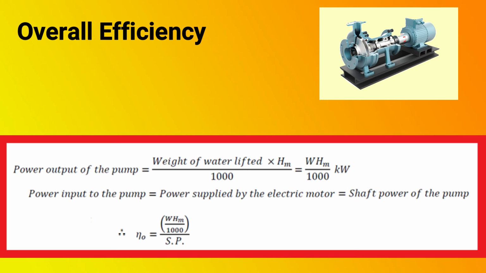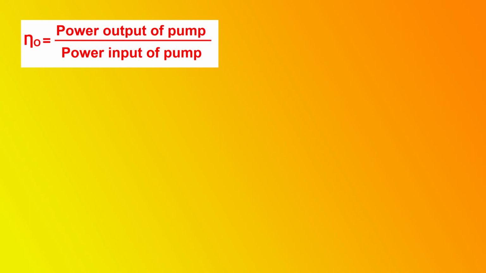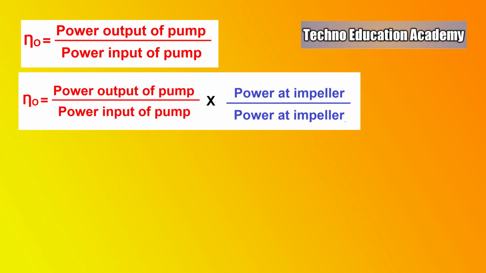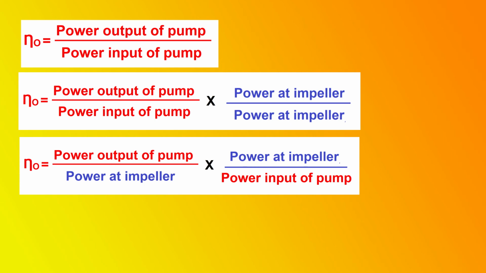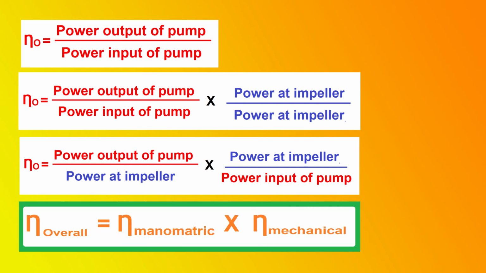To derive the new equation of overall efficiency, here we multiply and divide with power at impeller. So we can rearrange this equation as overall efficiency equal to power output of pump divided by power at impeller, multiplied by power at impeller divided by power input of pump. But we know that power output of pump divided by power at impeller equal to manometric efficiency, and power at impeller divided by power input of pump equal to mechanical efficiency. So the overall efficiency is manometric efficiency multiplied by mechanical efficiency.